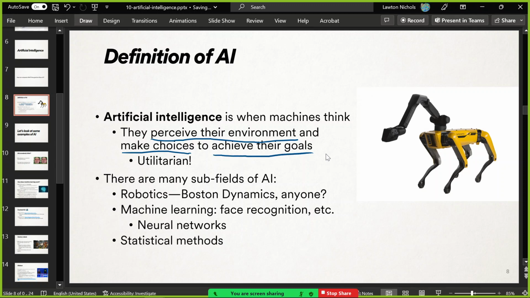So they're maximizing some mathematical function that tells them how good of a thing their proposed activity is, I guess. And so this is a very utilitarian idea. So artificial intelligence is meant to help everybody achieve greater utility. And there's a bunch of subfields of artificial intelligence, AI for short.